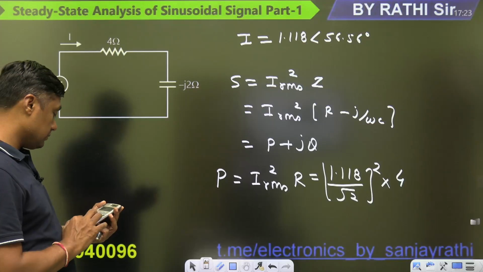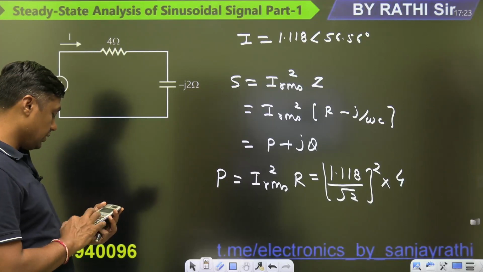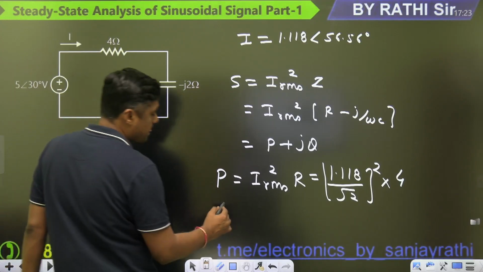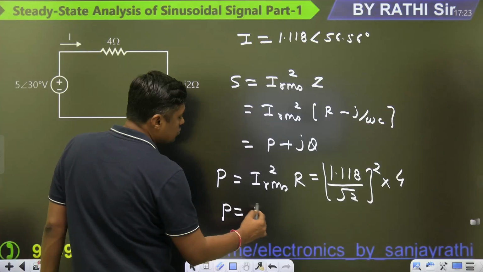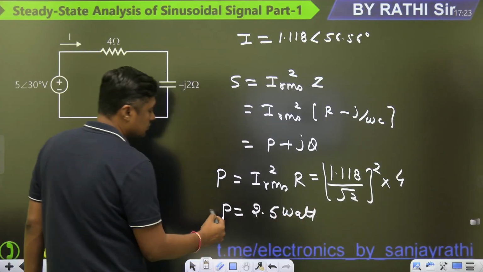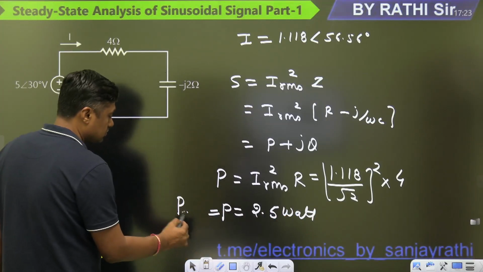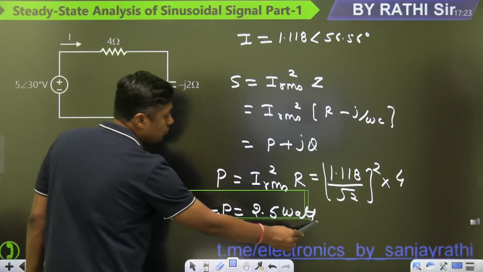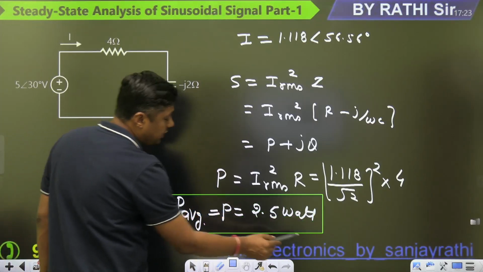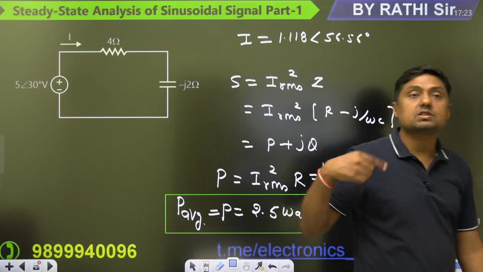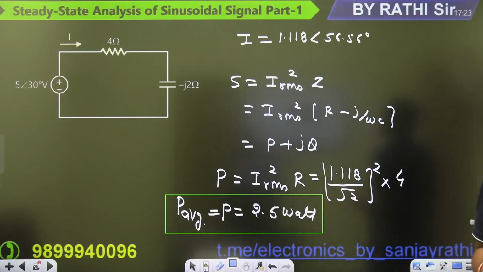Into 4 divided by 2, you are getting 2.5. Yes. The P part is 2.5 watt. So this is the average power consumed by the load. So the average power delivered by the source is nothing but the average power consumed by the load.